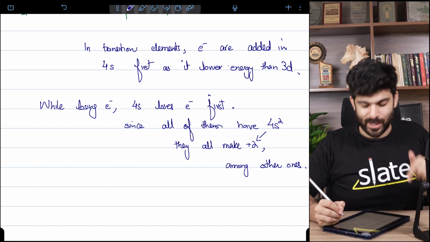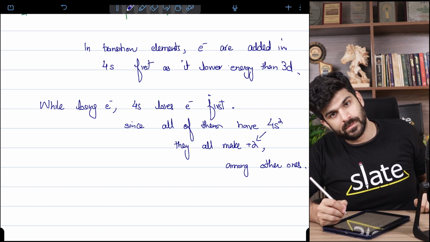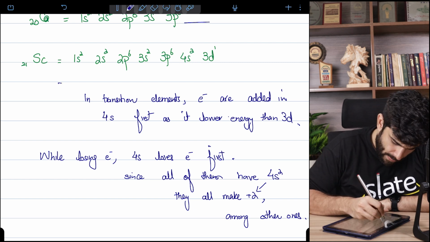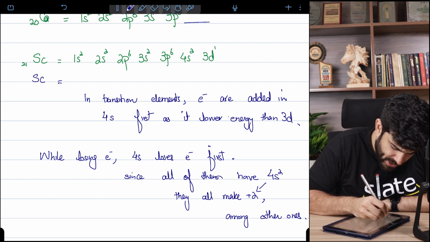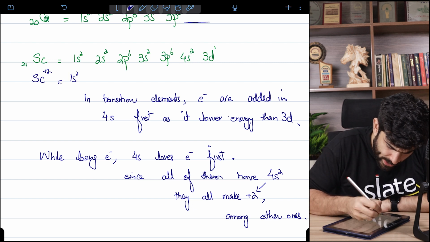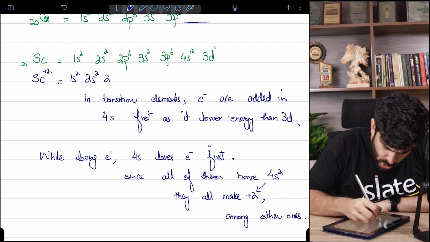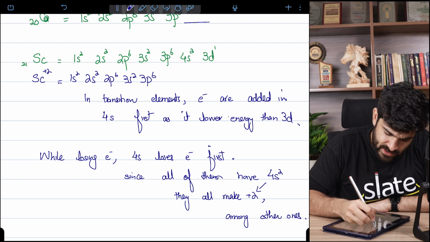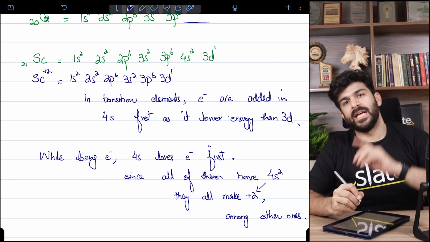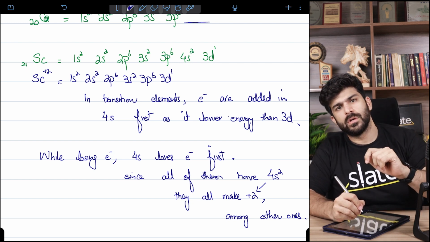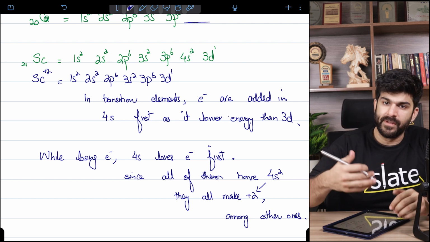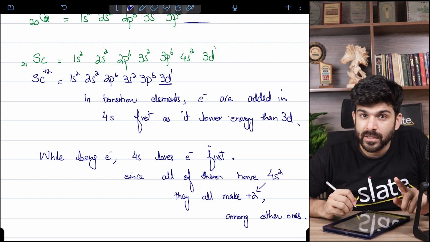Now why is that so? Because of this very rule. If we talk about scandium here, scandium will make a +2, but how? 1s2, 2s2, 2p6, 3s2, 3p6, 3d1. This is scandium 2. But what if? Let's talk about some other element. We can also remove the d1 as well, right?